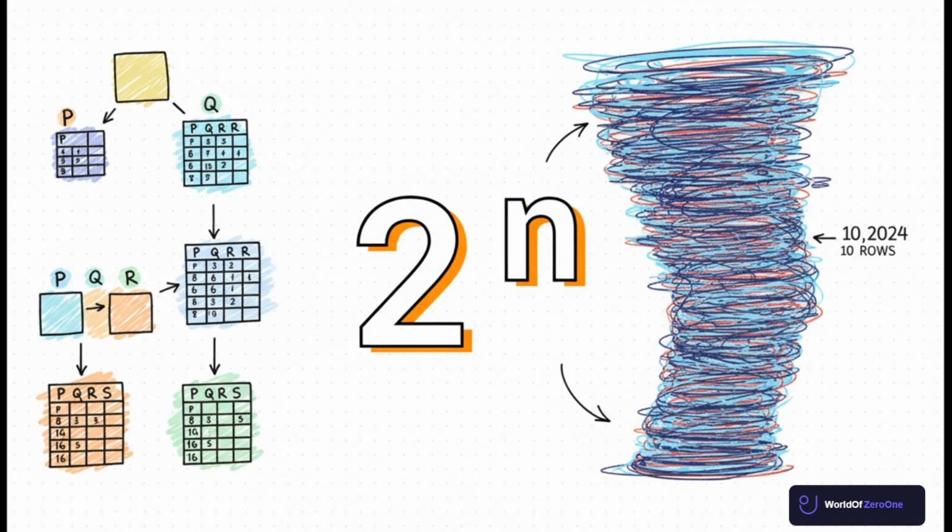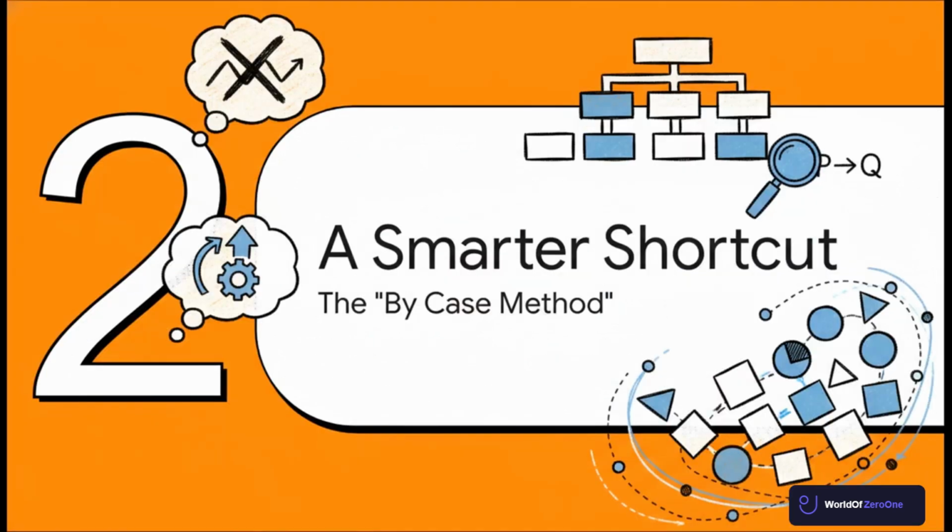So with two variables, P and Q, okay, you need 4 rows. Manageable. But add a third variable, R, and suddenly you need 8 rows. A fourth, and you're at 16. And get this, for just 10 variables, you would need a truth table with over 1,000 rows. It gets completely out of hand incredibly fast. But thankfully, there is a much more elegant, much more efficient approach.